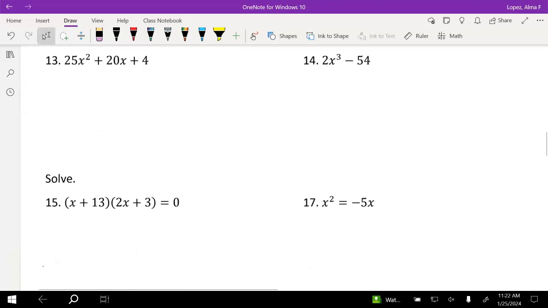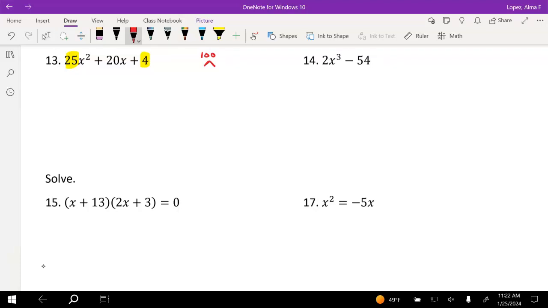Again, pause me or stop if I go too fast. On number 13, it is a trinomial. I looked to see if I can factor it out and I can't. So it is going to end up being a type 2, which means I'm going to multiply the 25 and the 4 together. That's 100. I need factors of 100 that I can make 20 out of.